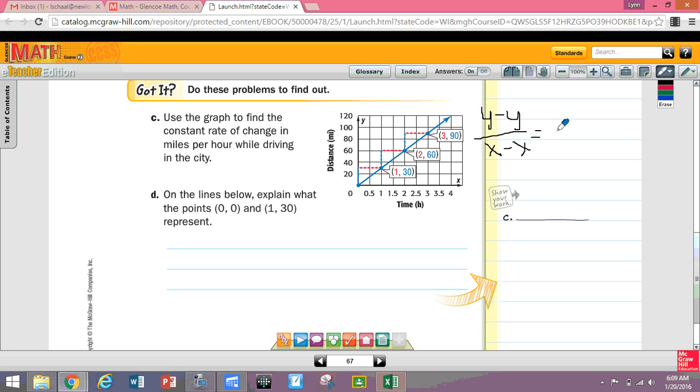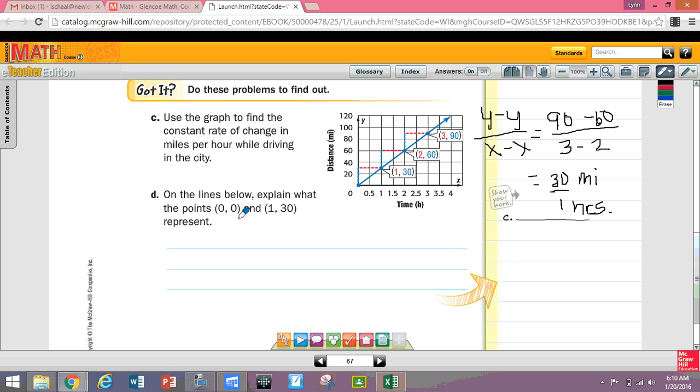Okay? So my y minus my y is 90 minus 60 over, and then I got to go back to my x, 3 minus 2, which equals 90 minus 60 is 30 over 1. Then I have to label it. My 30 is my miles, because that's on my y-axis, over 1, which is hours. That's my constant rate. It's also my unit rate.